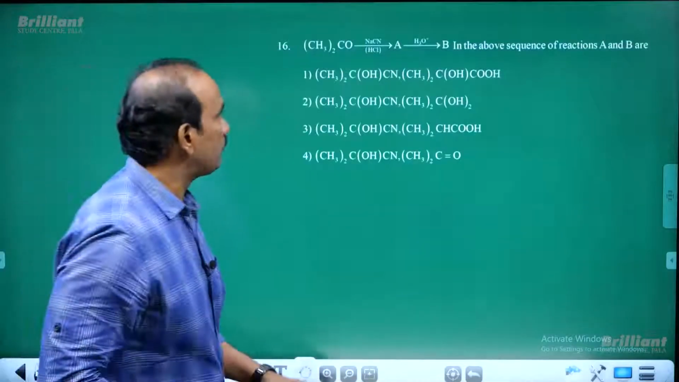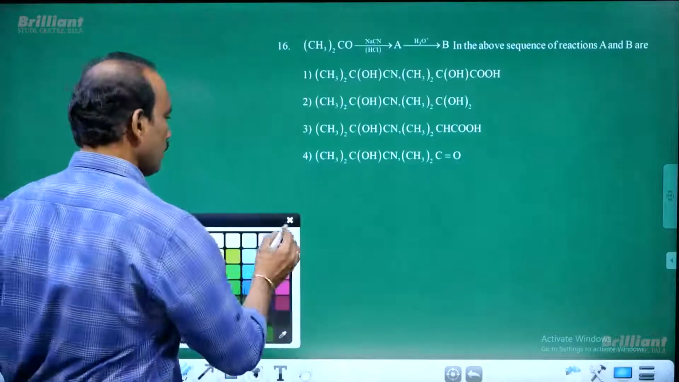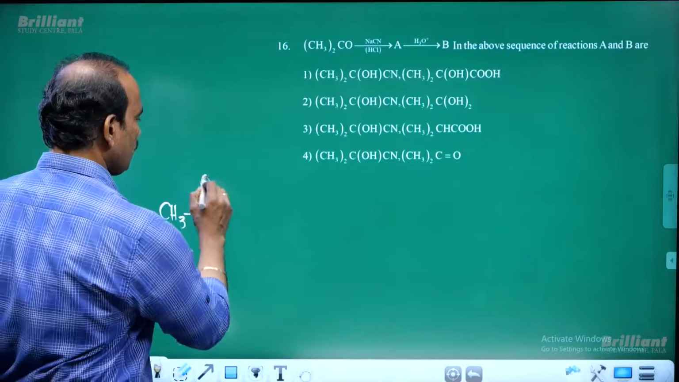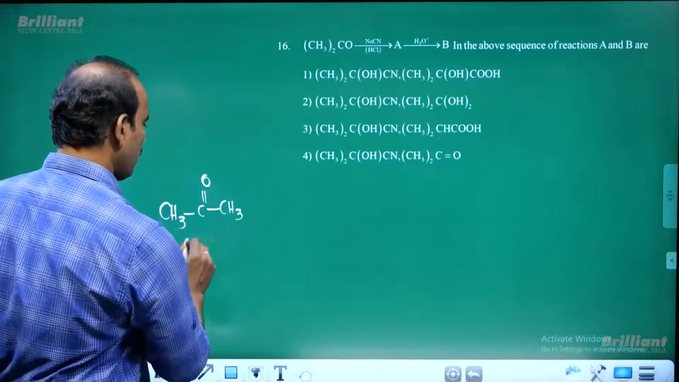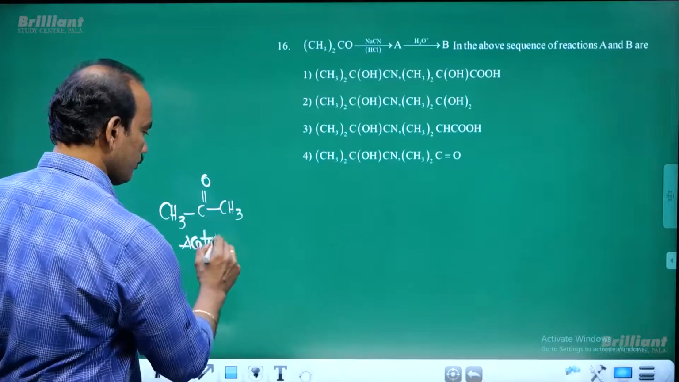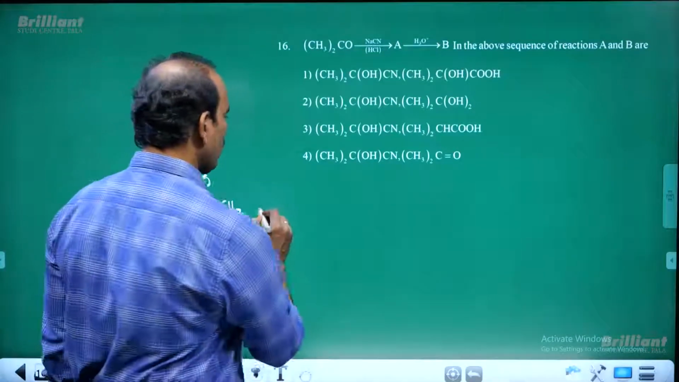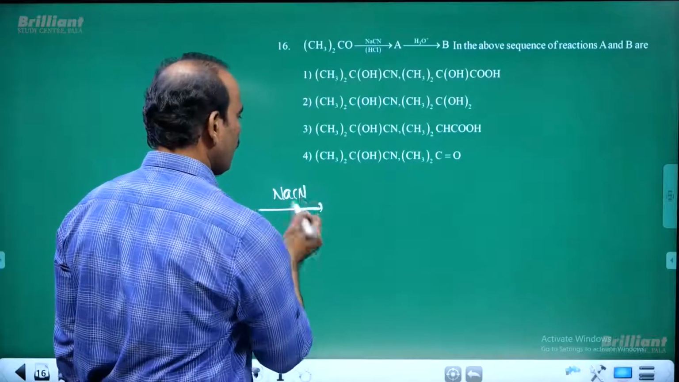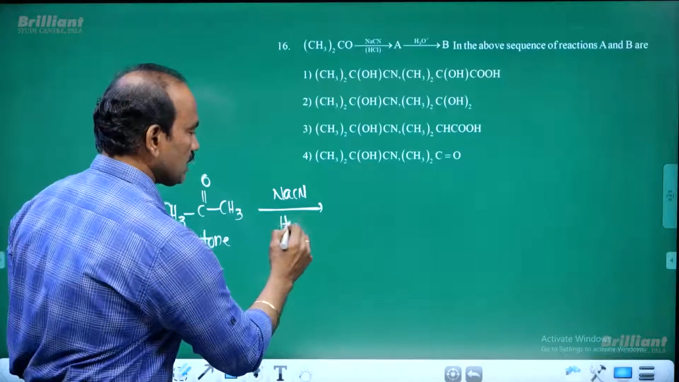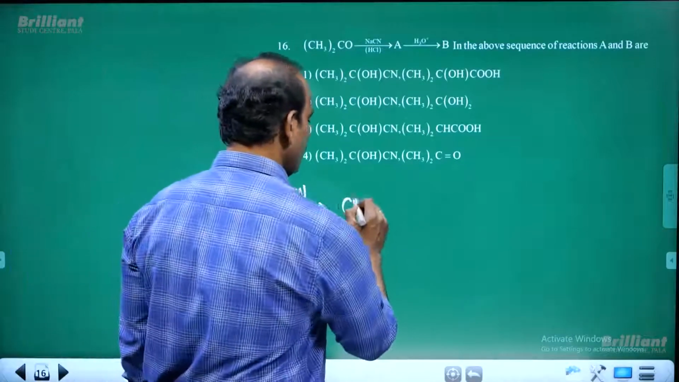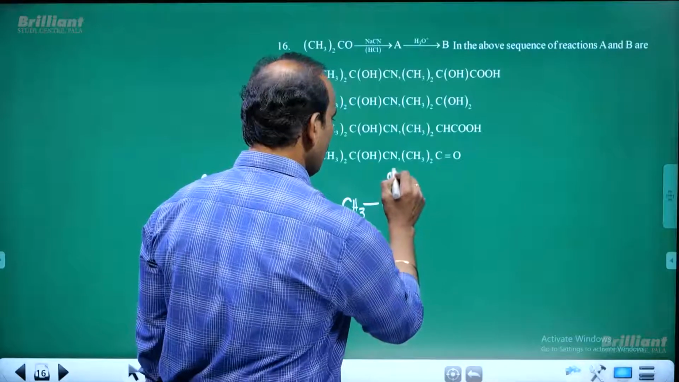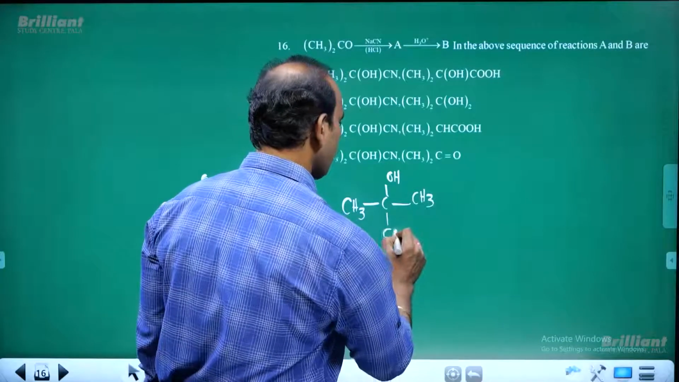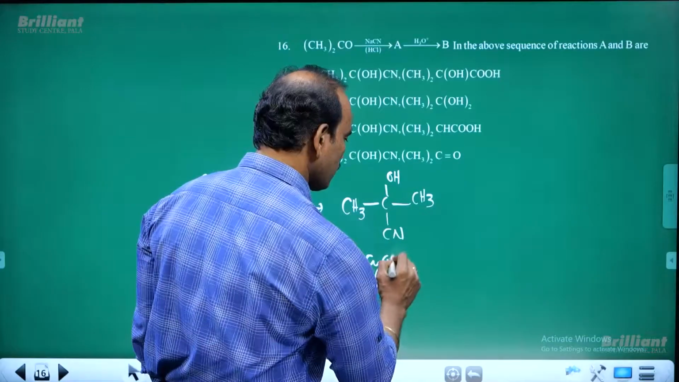Next one. CH3 C double bond O CH3. That means that is acetone. It reacts with HCN or NaCN. After that, this is treated with HCl. CH3, C, OH, CH3, here CN. This is a cyanohydrin.